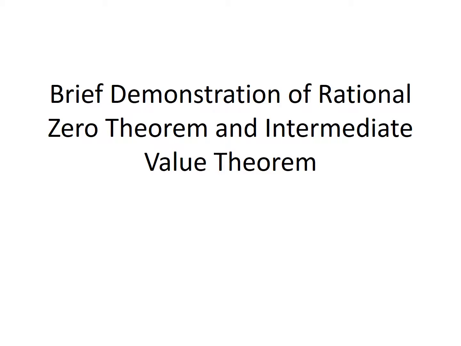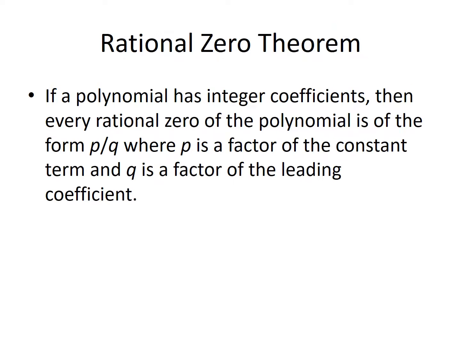Brief demonstration of the Rational Zero Theorem and the Intermediate Value Theorem. This is a statement of the Rational Zero Theorem. If a polynomial has integer coefficients, then every rational zero of the polynomial is of the form p divided by q, where p is a factor of the constant term and q is a factor of the leading coefficient.